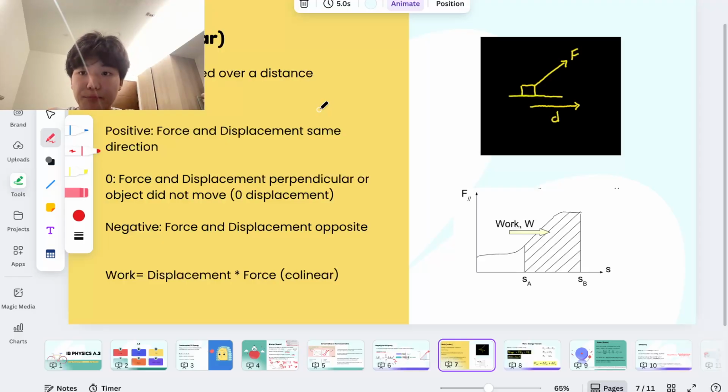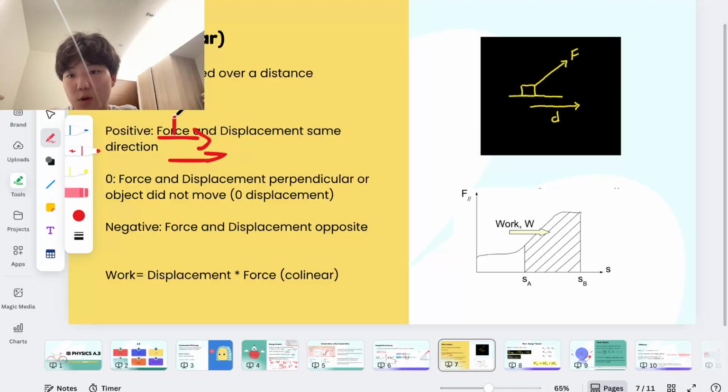Work is also a scalar. It's basically energy transferred over a distance, and the unit is joules because energy and work have the same units, since it's just transferring it. Work can be positive, 0, or negative. Positive means that force and the direction of displacement are the same, pointing the same way. So say you push a box this way with this much force, and then the box moves this way, then you have positive work.